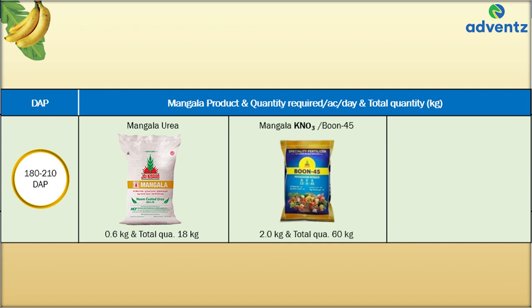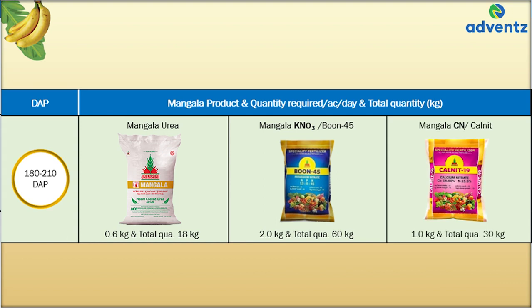Boon 45 at the rate of 2 kgs per acre per day, and Mangala CN or Calnet at the rate of 1 kg per acre per day, with a total of 18 kgs per acre for Mangala urea, 60 kgs per acre for Mangala KNO3 or Boon 45, and 30 kgs per acre for Mangala CN or Calnet. In this fertigation schedule also, we should take care of not mixing Mangala CN or Calnet with any other fertilizer, as it is not compatible, and hence Mangala CN or Calnet should be given separately.